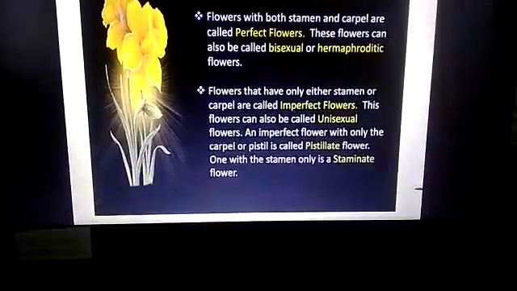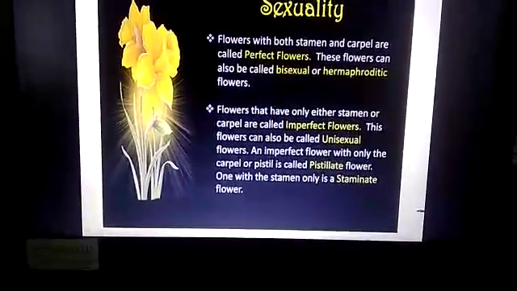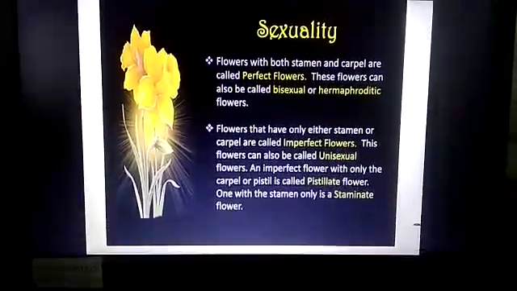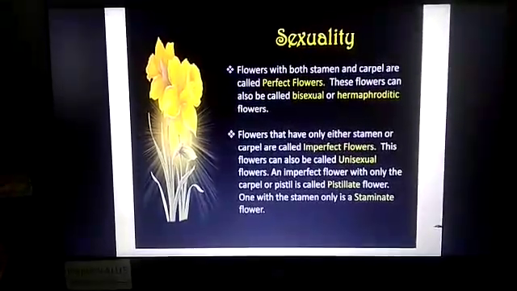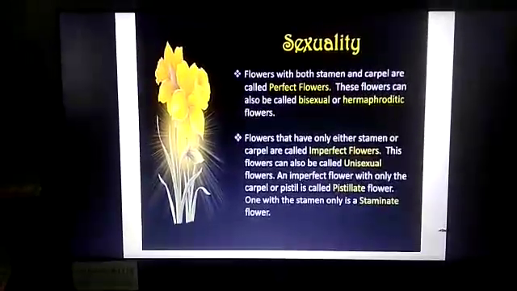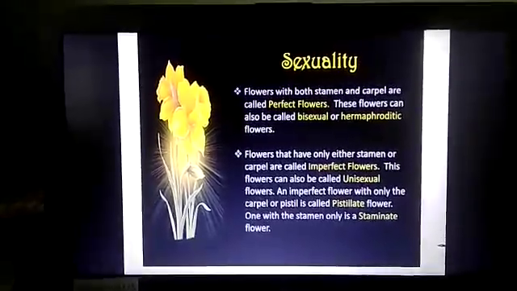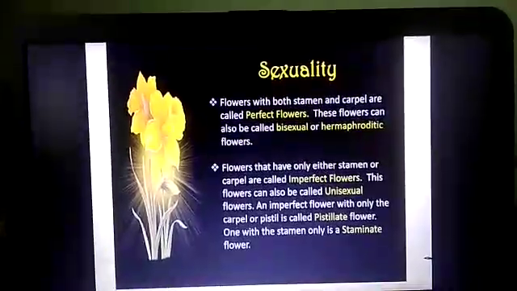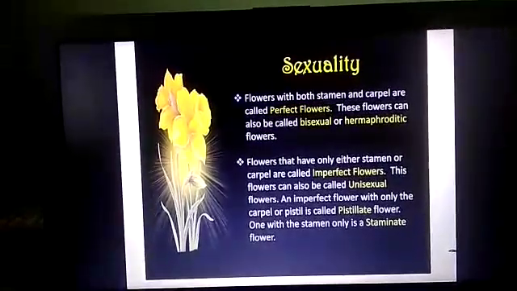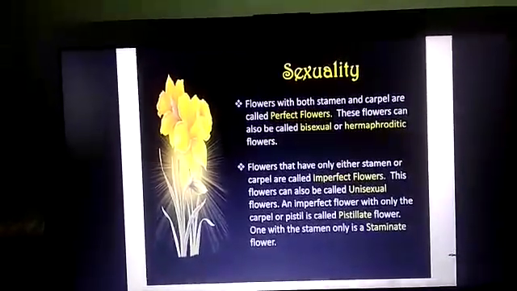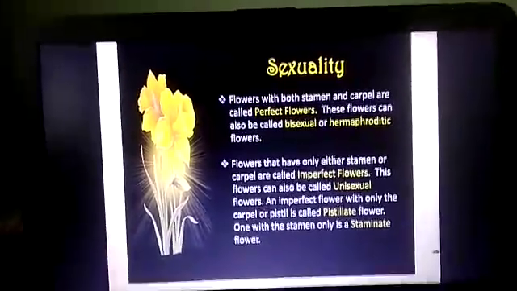Next comes sexuality in flowers: male, female and bisexual flowers. The anthers of the stamen produce pollen, which forms the male cells or male gametes. The ovary of the carpel bears the ovule. The female reproductive system is the gynoecium, which contains the carpel, and the male reproductive system is the androecium, a combination of stamens that contain pollen.